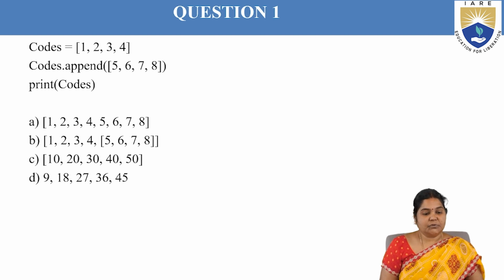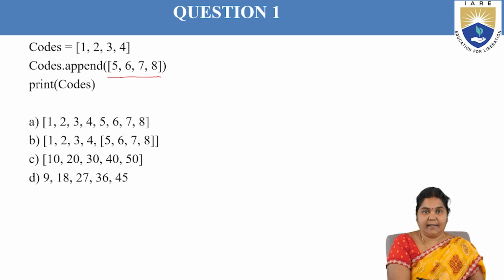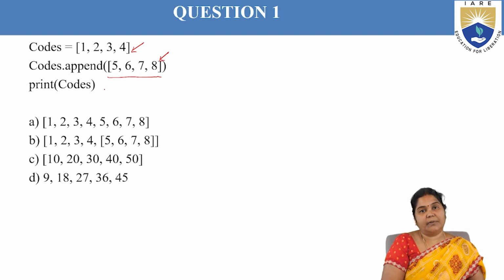Now, in the first question, a list is given. Course is a list which contains the elements 1, 2, 3 and 4, and we are appending another list into that. That particular list contains the elements 5, 6, 7 and 8. So this is our original list and we are appending another list to this. If you print the code, what will be the output?